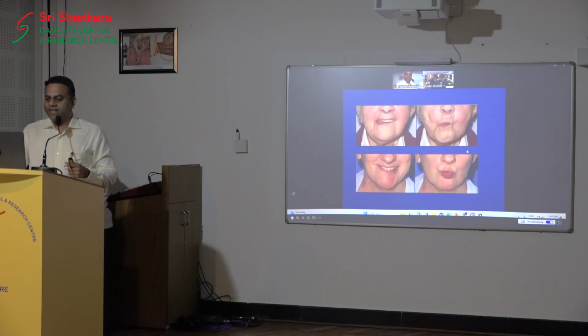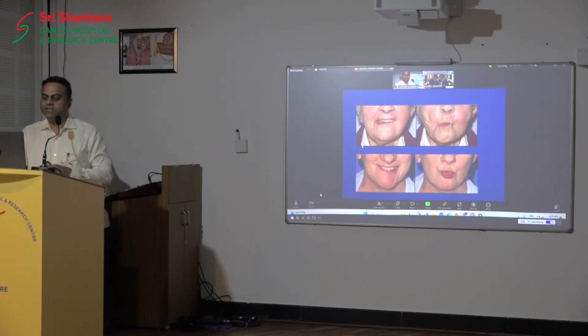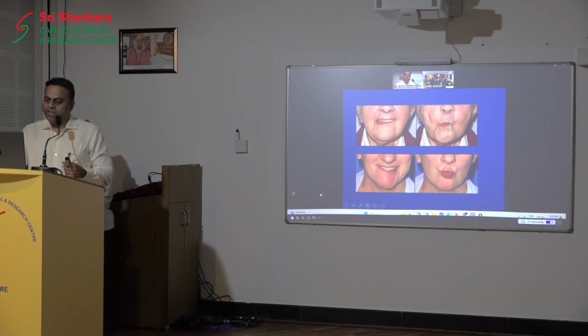Now this is the classical example of the marginal paresis versus the cervical branch. In the marginal paresis, you can see the angle of mouth deviation, and when you ask the patient to pout, the eversion is an issue. You can make out the vermilion border here. We cannot see the vermilion border there. So this is the classical example of marginal mandibular nerve palsy. But when it comes to the cervical branch, there will be a weakness, but pouting is intact.